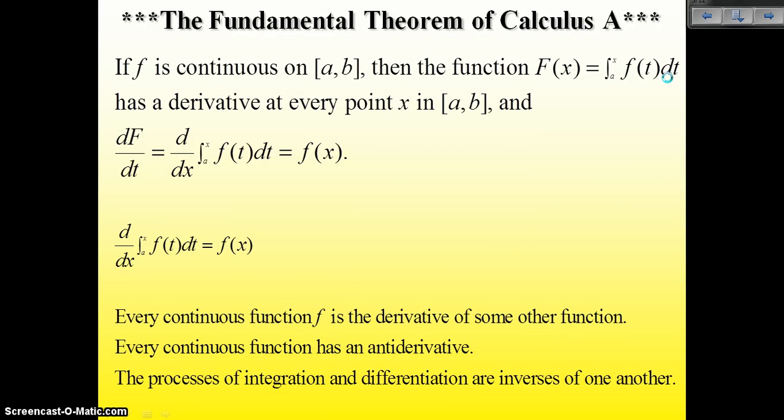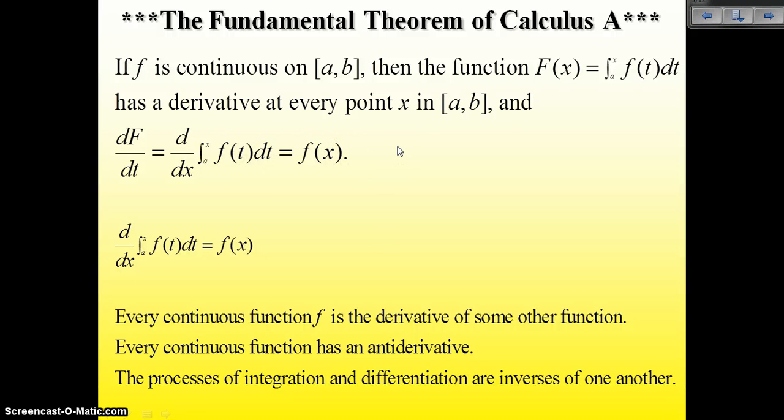Alright, well, let's start with it. It is so important, it is so large, in fact, we're going to break it up into 2 parts. Let's just look at part A. If f is continuous on a closed interval [a, b], then the function capital F of x, remember capital F represents an antiderivative, the integral from a to x of f of t dt, has a derivative at every point x in [a, b], and the derivative of that antiderivative is found by just taking the derivative of the integral, and it just equals f of x.